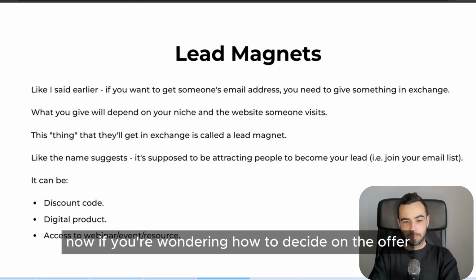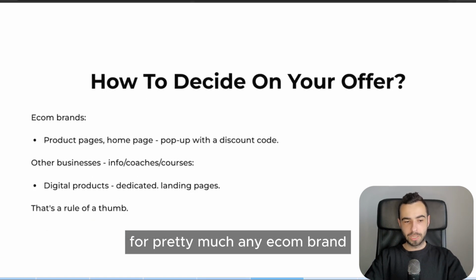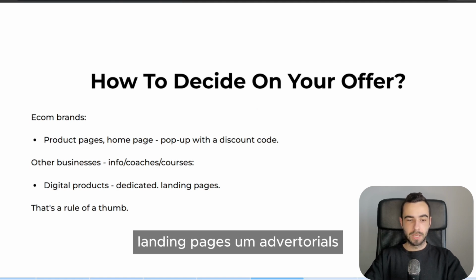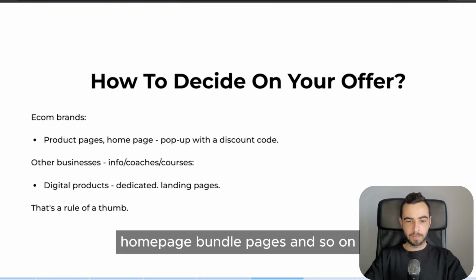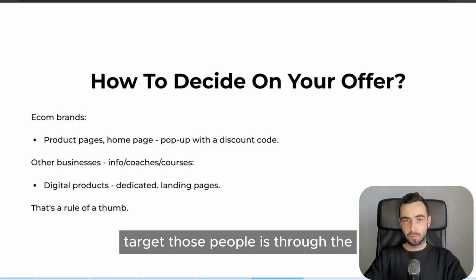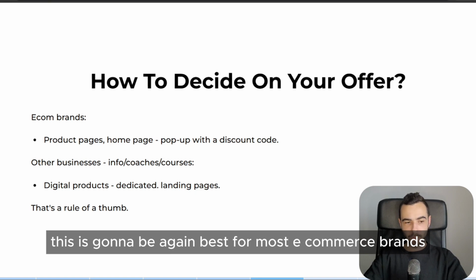Now, if you're wondering how to decide on the offer, it's honestly fairly simple for pretty much any e-com brand. You're mostly going to get traffic to your product pages, landing pages, advertorials, homepage, bundle pages, and so on. And usually the best way to target those people is through a pop-up with a discount code. This is, again, best for most e-com brands.